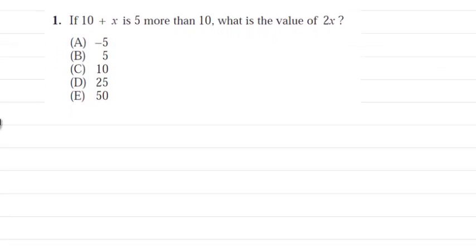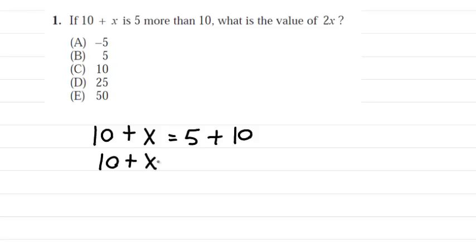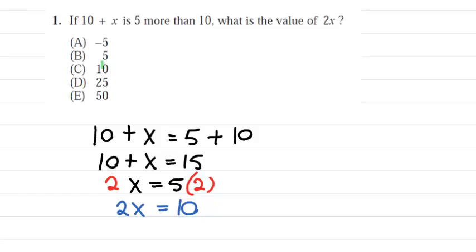Here's a problem from College Board's 2012 practice test. 10 plus x is 5 more than 10. From here we can solve for x. 10 plus x is 15 when we combine like terms. Take away 10 from both sides, x is 5. And they're asking us what's the value of 2x. Well, if I make this 2x, I've got to multiply both sides of the equation by the same thing, and 2x equals 10. And the answer would be C.